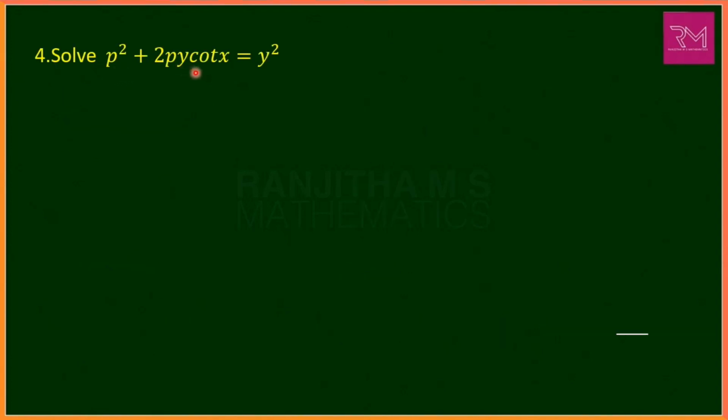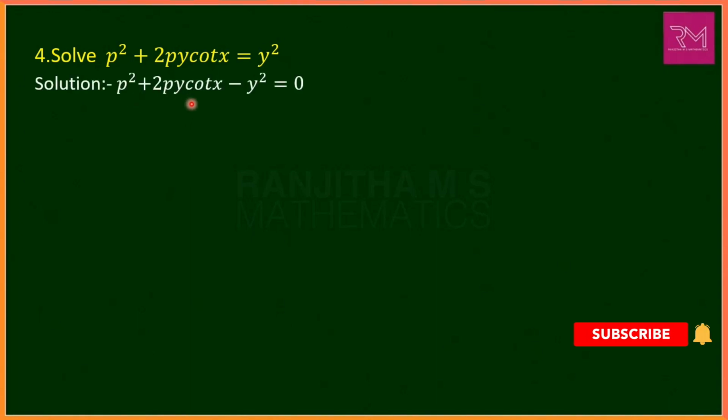Solve p² plus 2py cot x equal to y². Take the given data p² plus 2py cot x. Here we have to equate this equation to 0, so take this y² to the left hand side, we get minus y² equal to 0. Call this as equation number 1. Here our aim is to find the general solution for this equation.